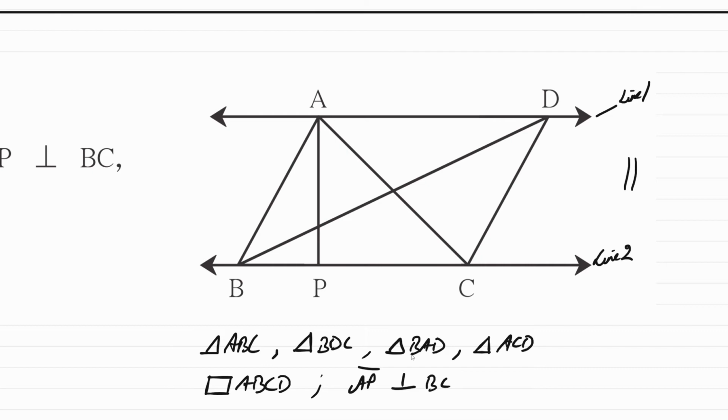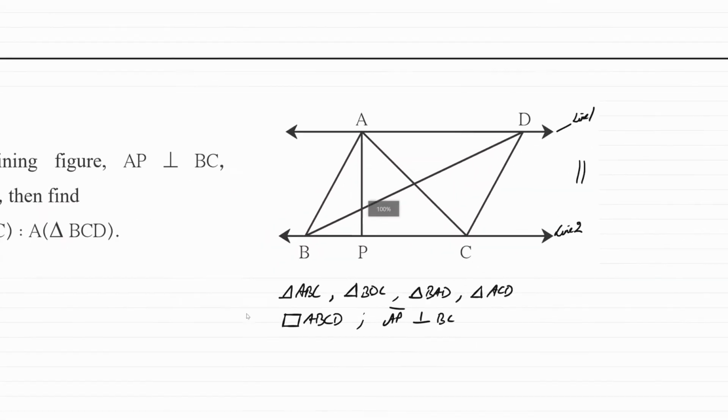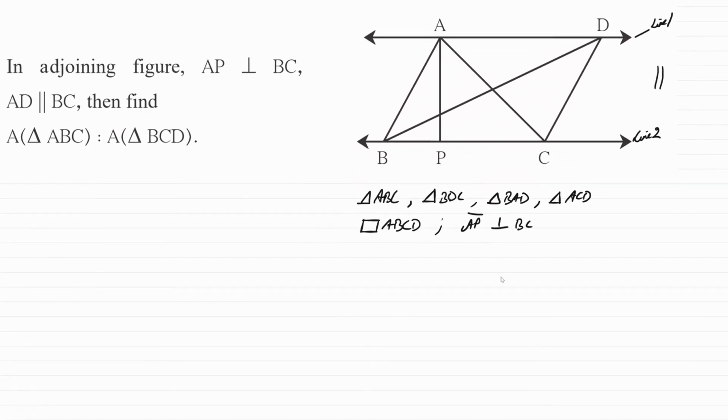Now let me see what is the word part of the problem, whether it is giving me some more information. So here it is. Now the first thing is, it is telling me that segment AP is perpendicular to BC. Yes, so this is right. And the second thing it is saying is AD is parallel to BC. Yes. So that means line 1 is indeed parallel to line 2. So this is also correct.